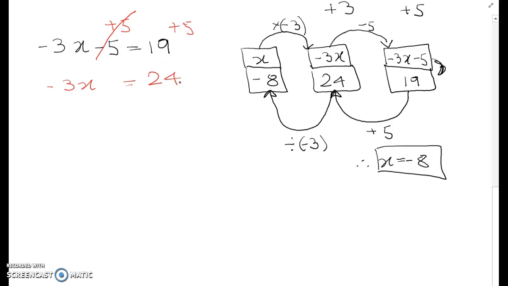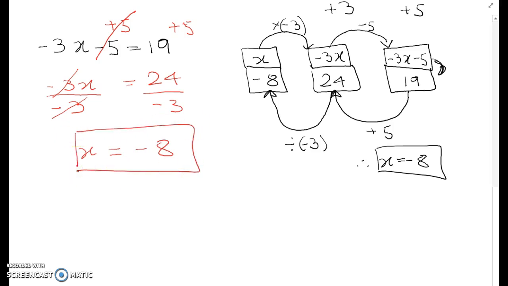We have negative 3x. How many x's do we need? Only 1. How are we going to get that? We have to divide by the coefficient that's in front of x, by the number that's in front of x, which is called coefficient. So it's negative 3 divided by negative 3, both sides. Negative 3 divided by negative 3 is 1, so therefore 1x is equal to 24 divided by negative 3 is negative 8. Voila, we have the same answer.